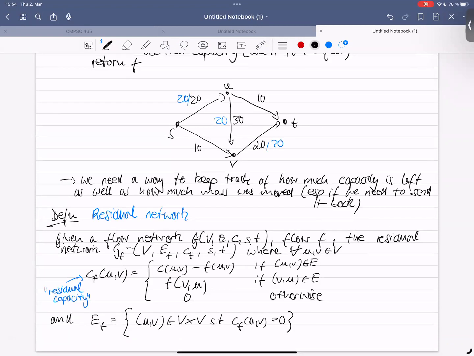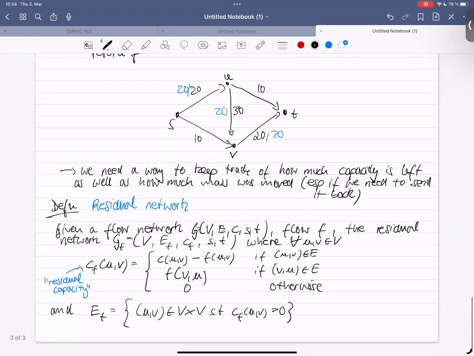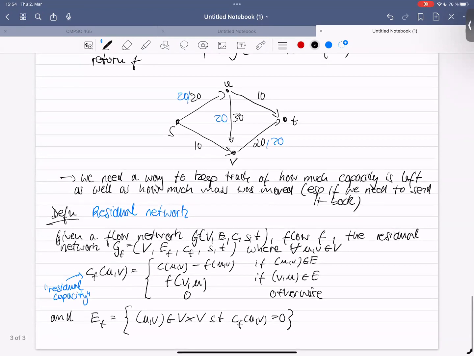Any question before I illustrate this on an example? Yeah. You mean this here? It's just the set of all pairs of vertices. You take all pairs. Any other questions before I show the example?